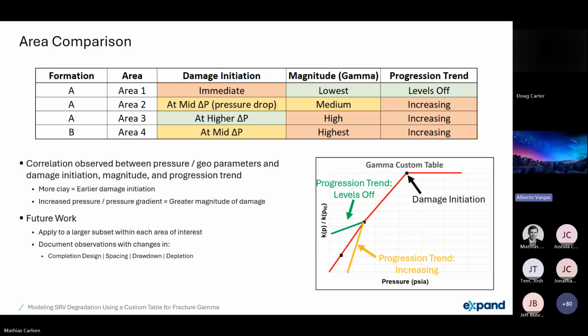And so the way I think about this is if you get a history match and then you turn it off, you see the greatest change in performance prediction between the two. And so what we found was that the magnitude was the lowest in area 1, so damage starts quickly, but the magnitude of that damage is less. Went to area 2 where it was medium, and then the highest in area 3 and 4.